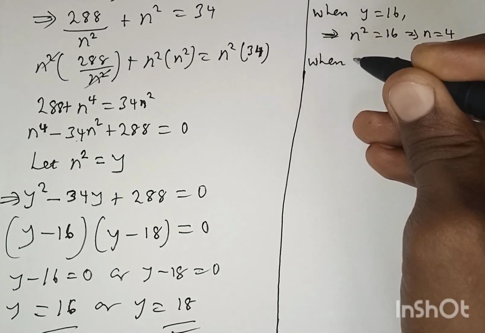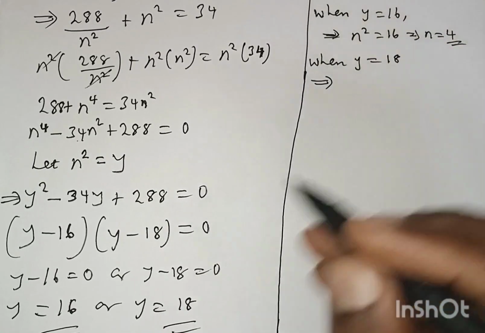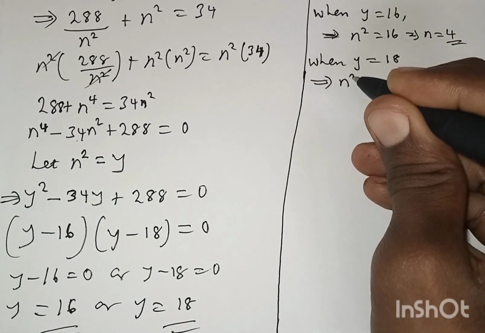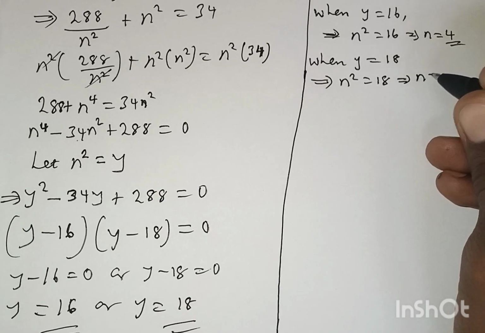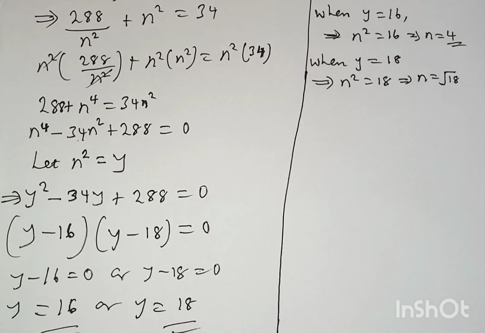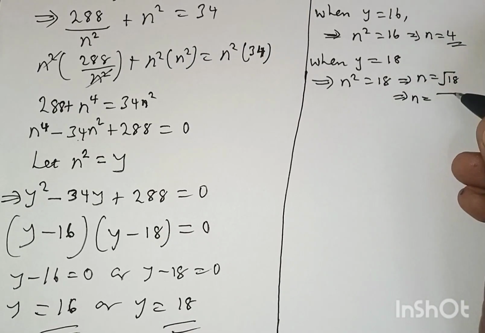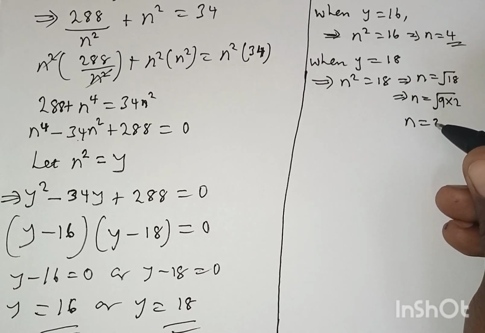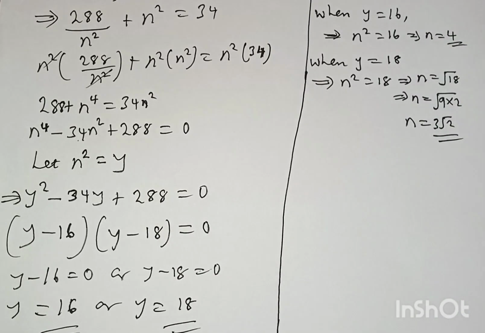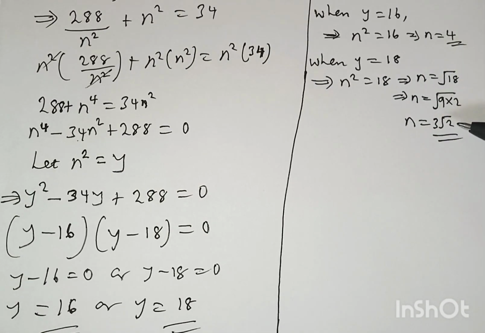Again, when y is equal to 18, we know that n square is equal to y. So now n square is equal to y and y is 18. So from there, n is equal to root of 18. And this means root of 18 is the same thing as root of 9 times 2. And this means n is equal to root of 9, which is 3, then we have root 2. So this n is 3 root 2. So we have two values of n. n is 4 and n is 3 root 2.